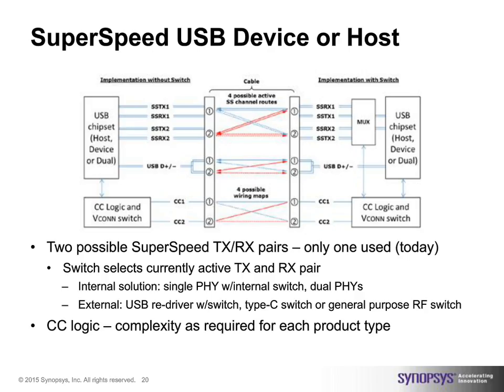If you have an external solution, you could have a USB redriver with the switch built in. Lots of hosts today have redrivers because of the distance from the chipset to the connectors on the back plane of the PC. You can have a Type-C switch, or you can even use a general purpose RF switch. And then you need your CC logic. And the amount of CC logic and complexity of the CC logic really depends on the product type.